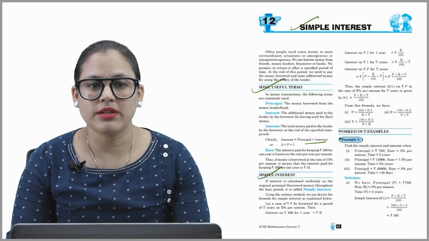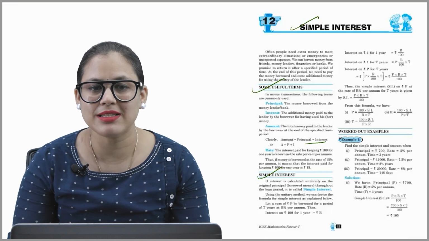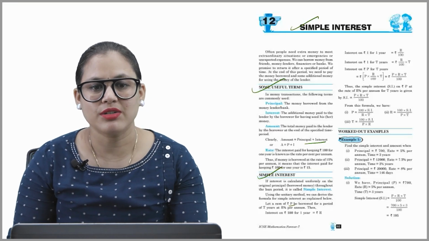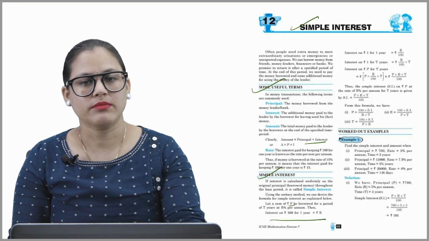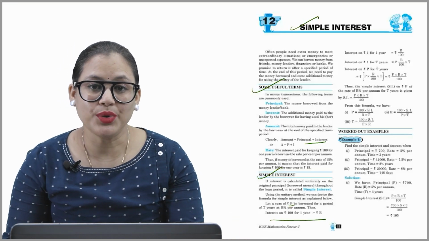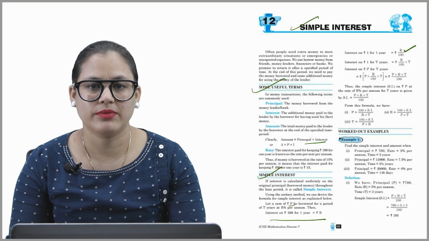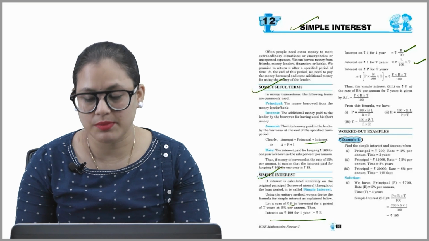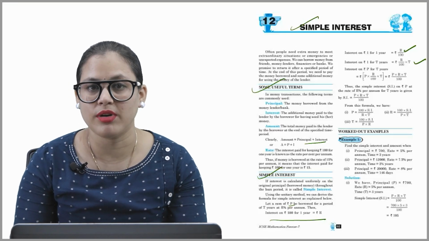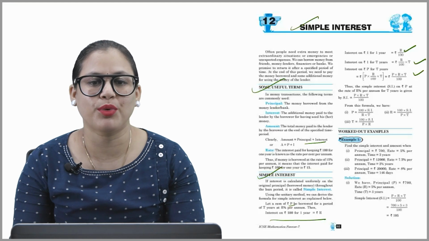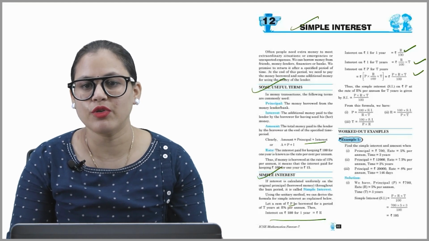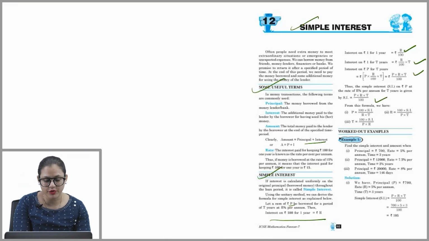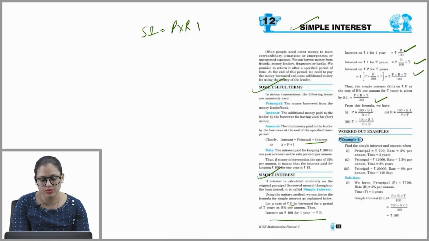Using the unitary method, we can derive the formula for the simple interest as explained below. Let a sum of P be borrowed for a period of T years at R% per annum. Then interest on rupees 100 for 1 year is equals to rupees R. Right? Now interest on rupees 1 for 1 year is equals to R by 100. Interest on rupees 1 for T years is equals to R by 100 into T. And interest on P for T years is P into R upon 100 into T. That is P into R into T upon 100. The simple interest on rupees P at the rate of R% per annum for T years is given as this. Okay. So the formula of simple interest is P into R into T upon 100.